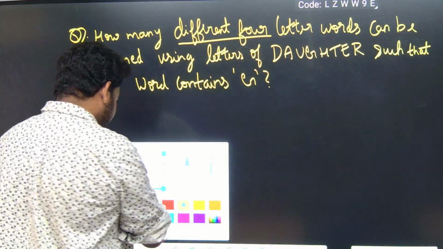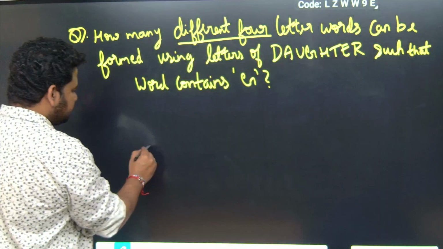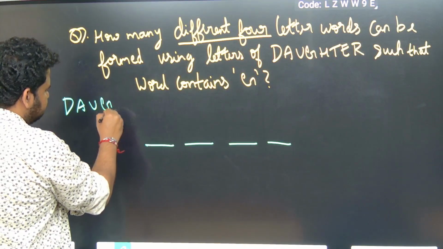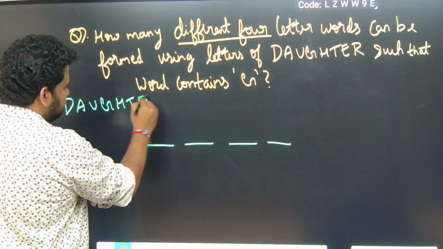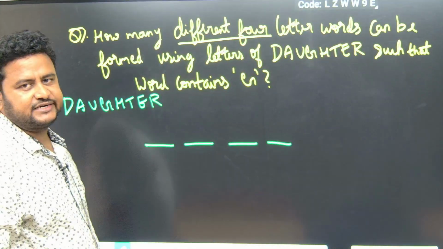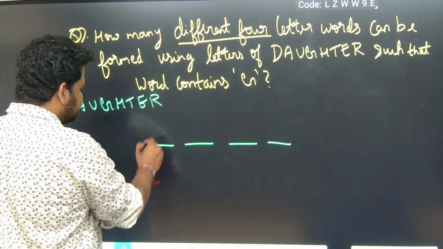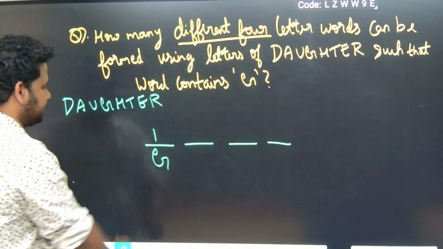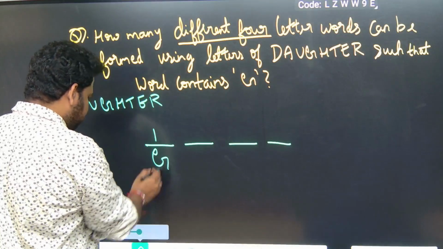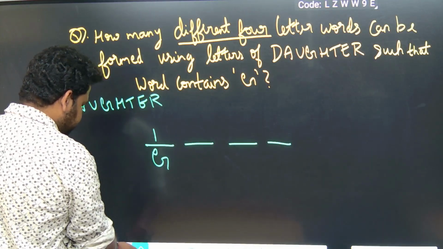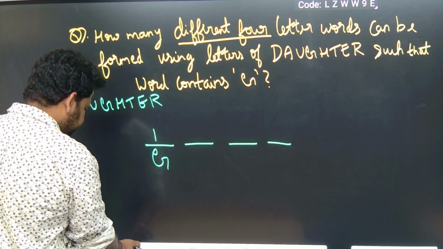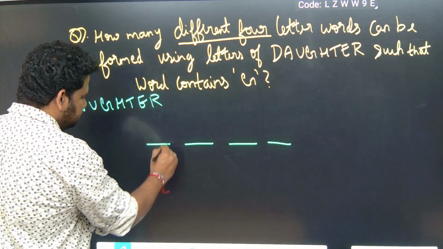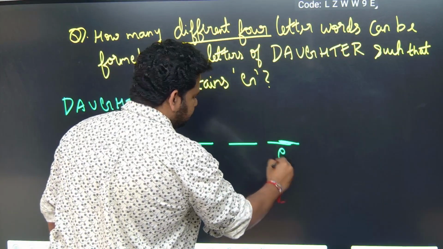So first let us write down, there should be a 4-letter word, from the word daughter, D-A-U-G-H-T-E-R. Correct? So the word should definitely contain G. So let us keep the G here. There is one possibility for G here. Anywhere we can keep it, no problem. Let us keep G here. There is one possibility.